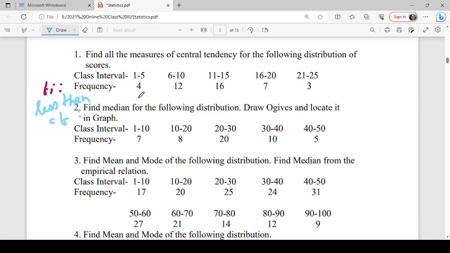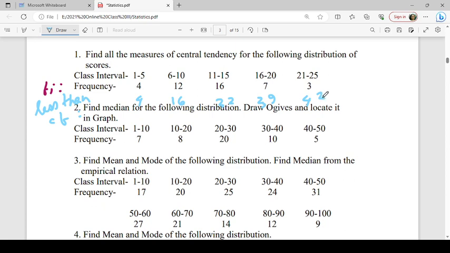So less than 5 it is 4, then less than 10 is included, so 12 plus 4 it is 16. Less than 15, all are included, so it is 32. Less than 20, again 7 is counted here, it is 39, and less than 25, it is 42. So this is n, the total frequency. So this is the less than CF.